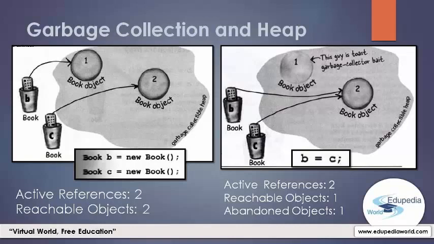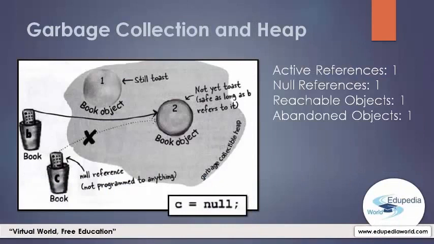And here you can see the object 1 is abandoned because it has no more references, and it's unreachable and eligible for garbage collection. Therefore, at some point when your memory is low, the garbage collector will collect this object 1 and give you free space. Now in the third step, we assign the value null to the variable C.